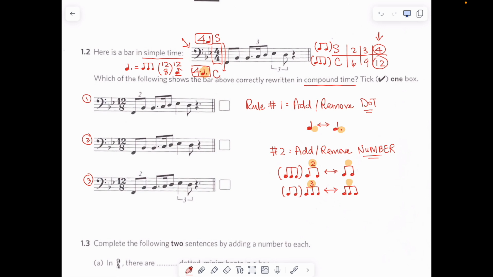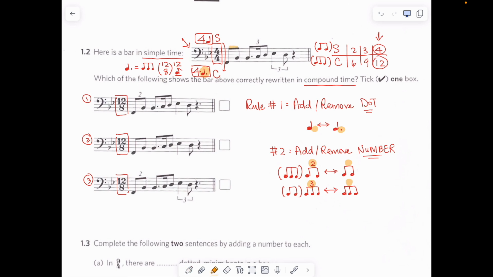Now, all 3 choices have 12/8 time just in this exam. But sometimes they might have a different time signature. So you can already tell from the time signature whether the rhythm is rewritten correctly or not. But in this example, because they are all in 12/8 time, they could all be the correct answers. Now, what we are going to do next is to look at the beats in the original rhythm.